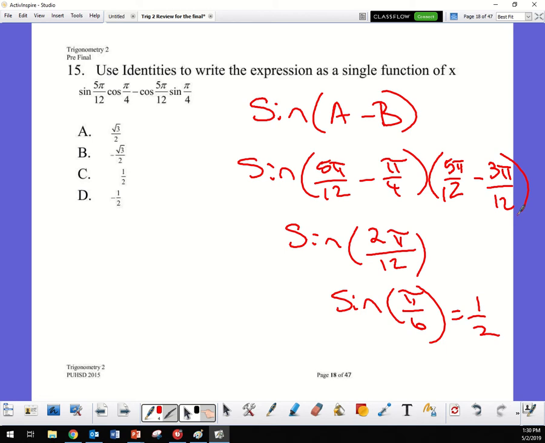So what is 4 times 3? 12. So it's going to be 3 pi over 12. Now, are they the same denominator? Yes, so that stays the same. So now it's 5 pi minus 3 pi gives me 2 pi. So 2 pi over 12 reduces to pi over 6. And now pi over 6 is on my unit circle, which will give me 1/2.